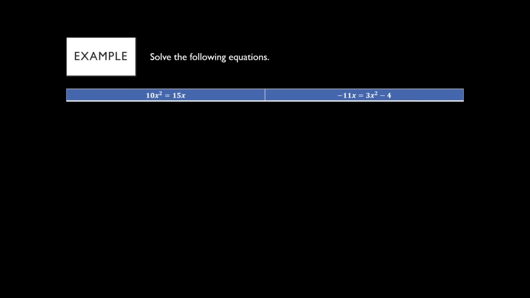So I'm going to start with the one on the left. We've got 10x squared equals 15x. So the first step is to put it in standard form, which means that we just want it to be equal to 0. So I'm going to just rewrite what we have here. We have 10x squared equals 15x. And I can choose, do I want my 0 on the left or do I want my 0 on the right? I like to put my 0 on the right. So we're going to subtract 15x from both sides.